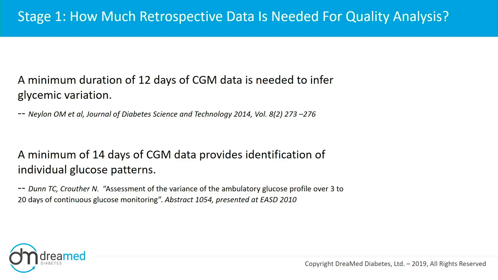The consensus that was just published a couple of weeks ago talks about 14 days of CGM data. So we are relying on somewhere between 12 to 14 days of CGM and pump data in order to make an analysis and reach some sort of conclusion about the glucose control of the patient. Then step number 1 is to look at glucose patterns.